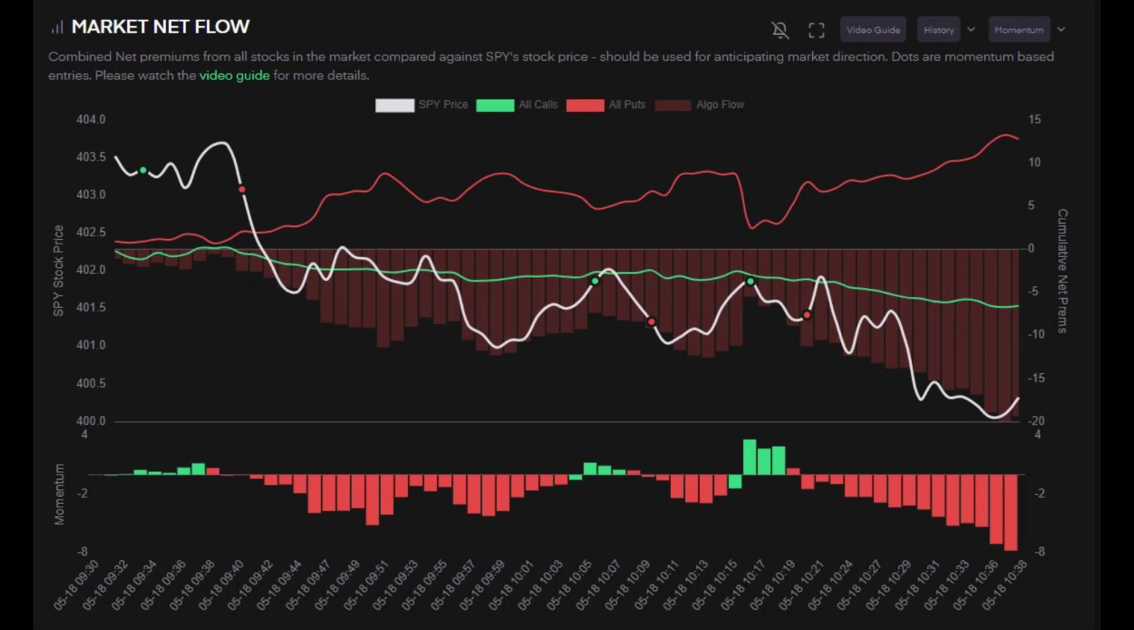But this screenshot was taken about an hour after the open, in which I was already in and out of my trade. So I went ahead and just took a screenshot and went over this now. Let's go ahead and walk through it.